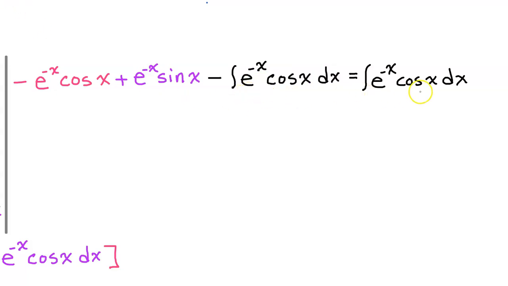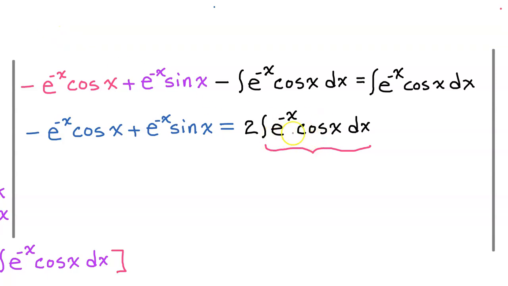Because these two integrals are the same, it makes them like terms in this equation. So I can combine them by adding the integral of e to the negative x cosine dx to both sides of this equation. On the next step, this will give me 2 integral e to the negative x cosine dx on the right-hand side. Remember, this integral is what we are trying to find. So if we can get this by itself, whatever's on the other side of the equation will be the antiderivative we are looking for. All we have to do is divide both sides by 2, so you're going to see a 1/2 in the front on the left.